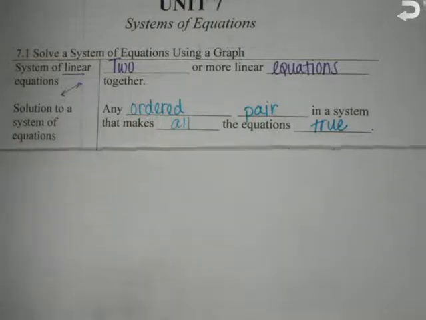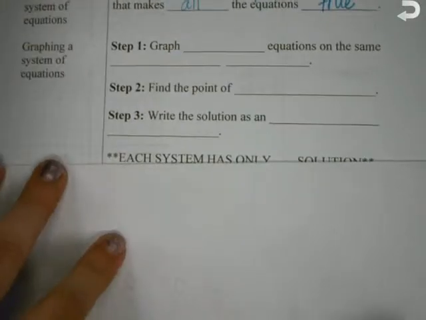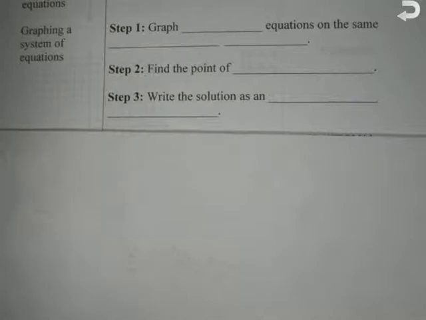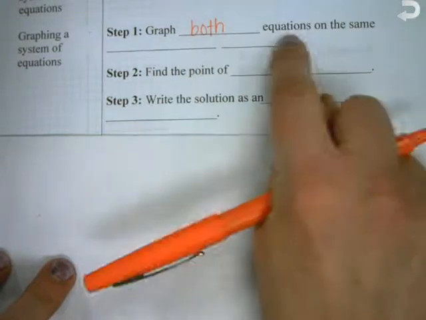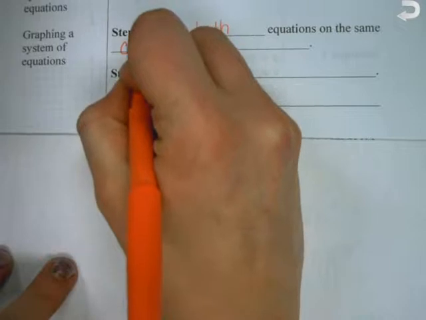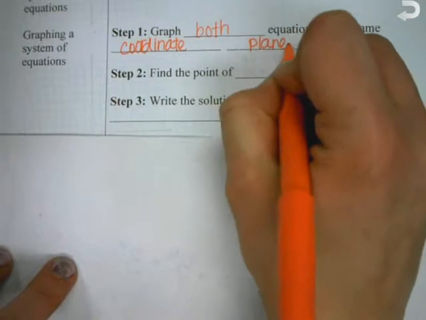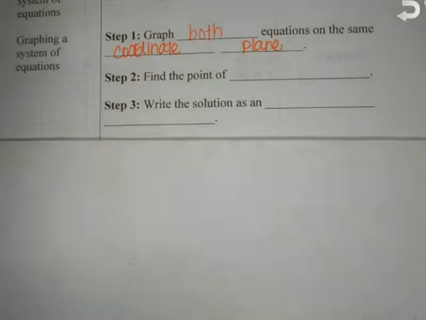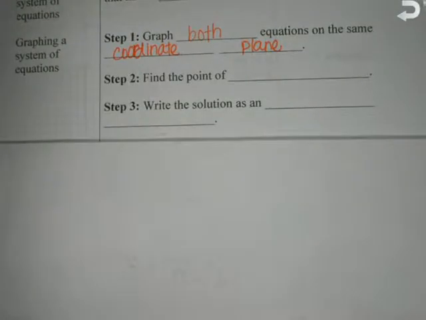So how do we solve by graphing? There are 3 steps here. Step 1, we are going to graph both of the equations. So we're going to graph both equations on the same coordinate plane. So we're going to graph both of them on the same graph. Coord. There's an R after the 2 O's. I got ahead of myself. C-O-O-R-D-I-N-A-T-E. Coordinate plane.